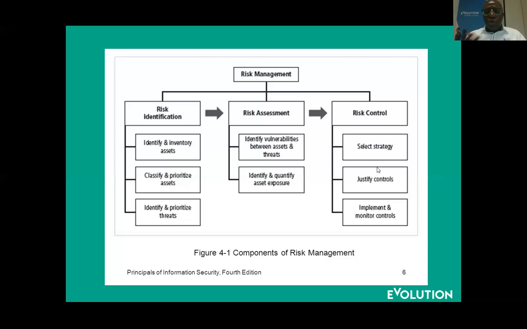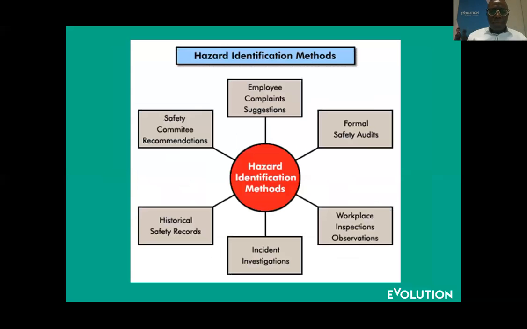Now, depending on your workplace, you might be choosing to make a portfolio, or you might want to explain to us how you do it. It could be different depending on the job that you do. So you select a strategy of how you're going to control those risks, and then you justify those controls. Why have you chosen this? And once you've chosen that, then you implement them. So this is your risk management.